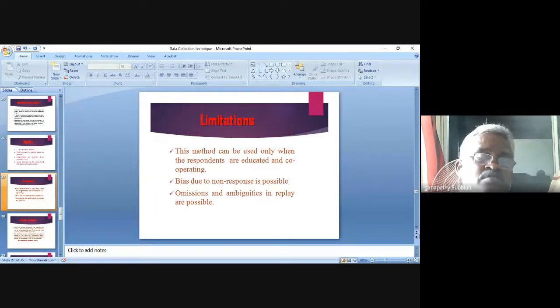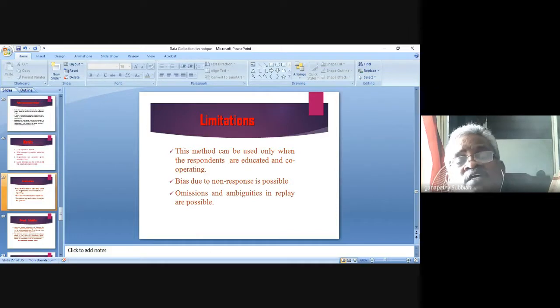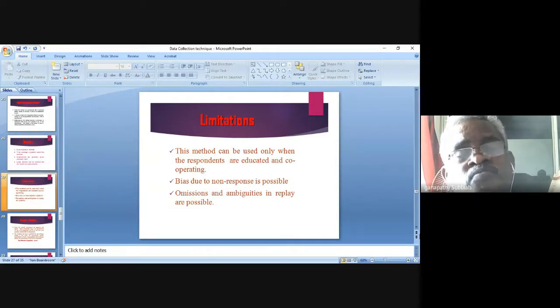There are some limitations. This method can be used only when the respondents are educated and cooperating. The mailed questionnaire is filled by the respondent itself, so the respondent must be an educated one. That is one of the important limitations of the mailed questionnaire method. Bias due to non-response is possible. For non-responses, the answer is not genuine.